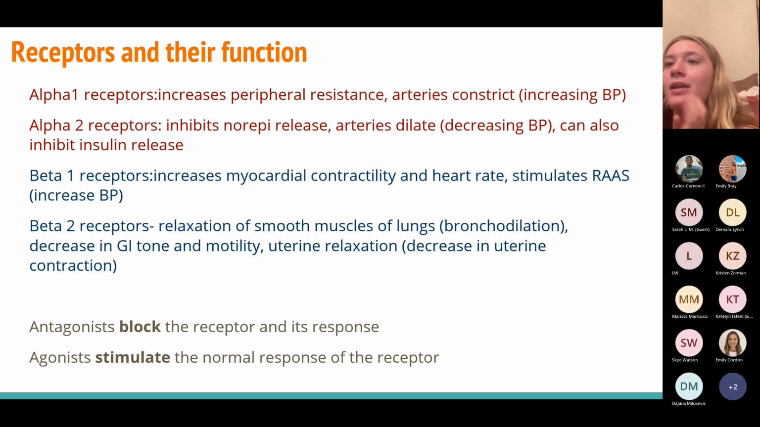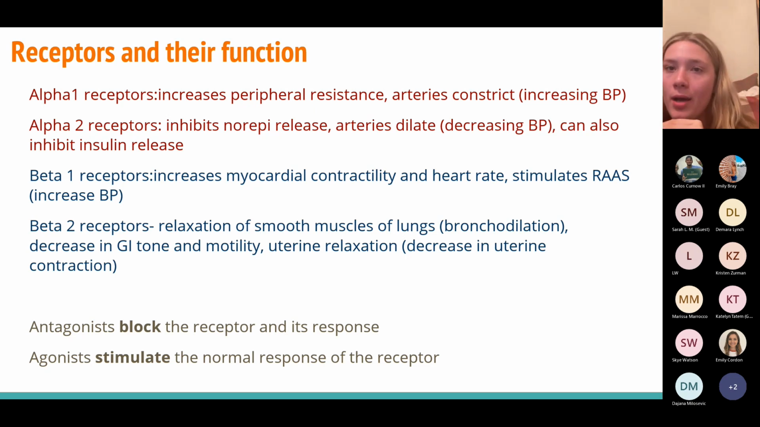So again, just to repeat, alpha 1 receptors, this is going to increase our BP. Alpha 2 receptors, this is going to decrease our BP. Okay, also can decrease insulin, but for the purposes of this exam, I want you to think more along the lines of decreasing our blood pressure. Beta 1 receptors, this is going to stimulate our RAS, our renin-angiotensin system, all of that. It's going to increase our blood pressure by acting on the heart.